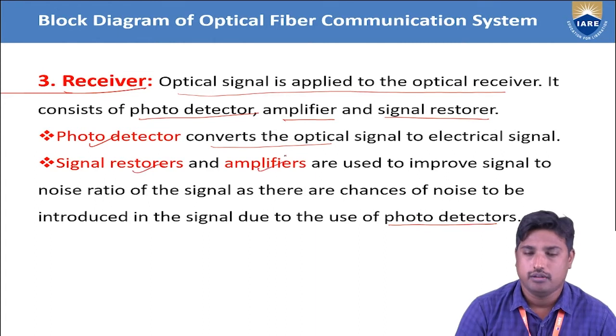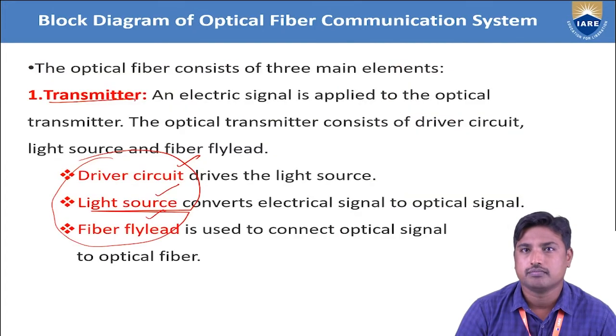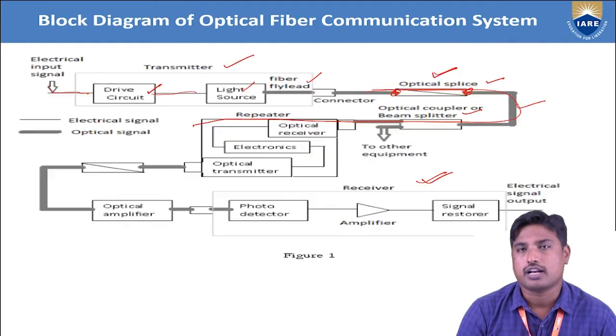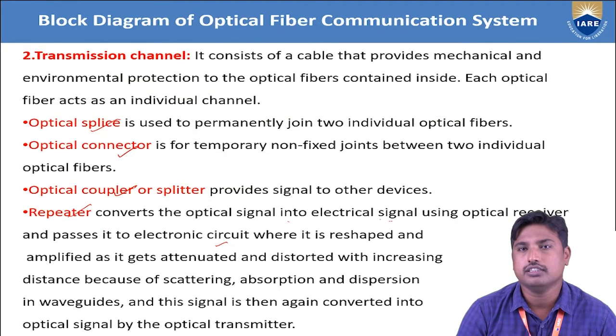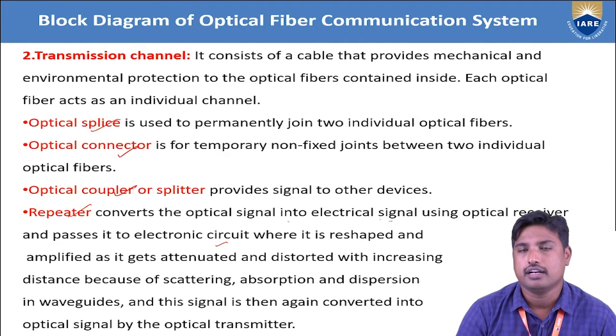And these are the main parts in the block diagram of optical fiber communication system. As we discussed, the block diagram of optical fiber communication system consists of three main parts. First one is a transmitter, second one is a transmission channel, and third one is receiver. So, the detailed function of receiver, transmission channel and transmitter.